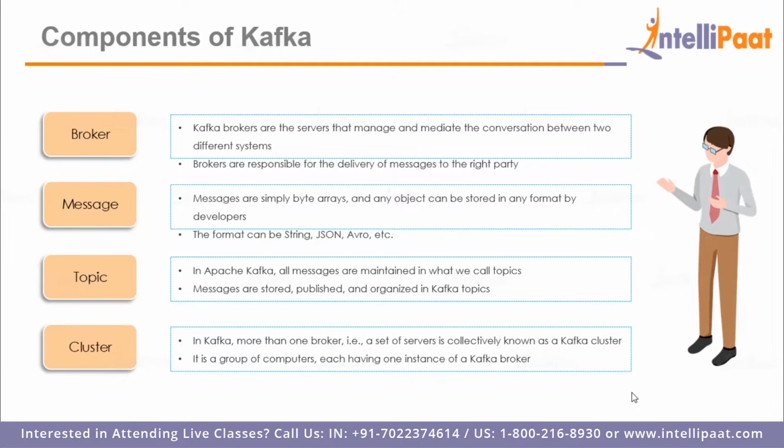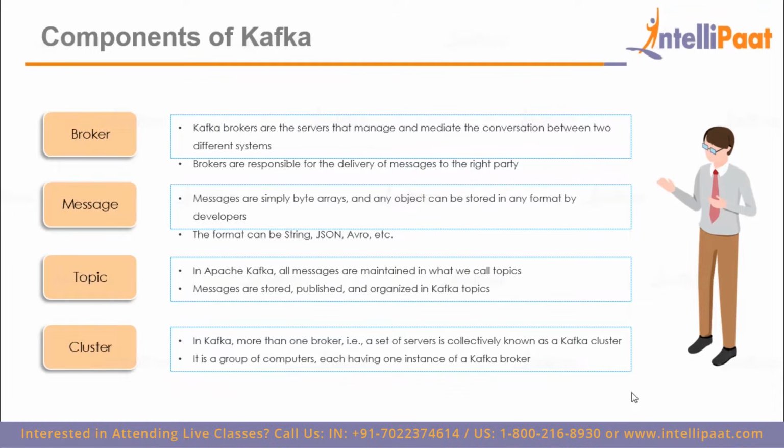So let's say I just take up sales over here. So sales would be one particular topic. Now, all of the messages which are related to the sales topic would come under one category. So over here, topic basically means that there is a particular category of messages which could be clustered together. And all of these messages are stored, published, and organized in Kafka topics.